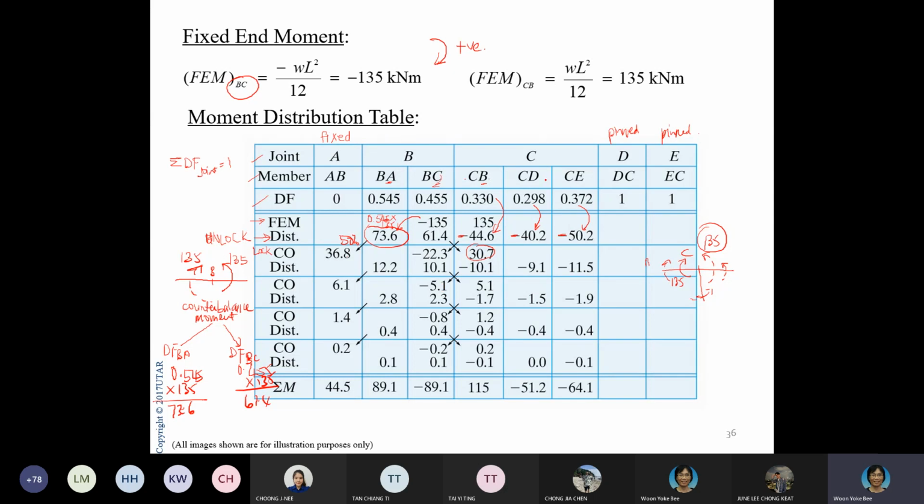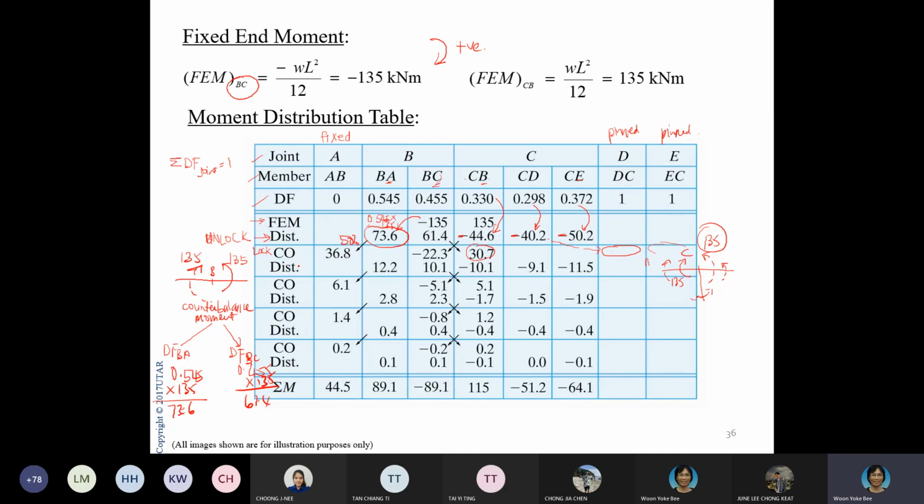Look at D, CD. D, is it fixed or pin? Pin. So you're not going to touch it. You don't carry over here because D is pin. It's not going to attract any moment at all, so why do you want to carry over? There is no moment here. Same with CE. You're not going to carry over to E because this is pin. So for these two, there is no carry over. Only these 3 you carry over.